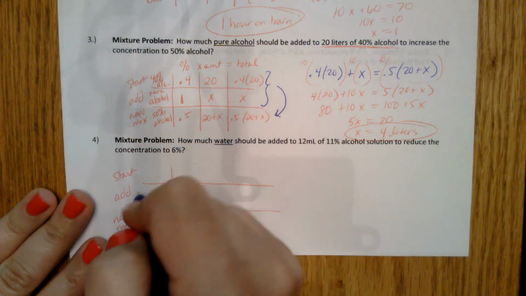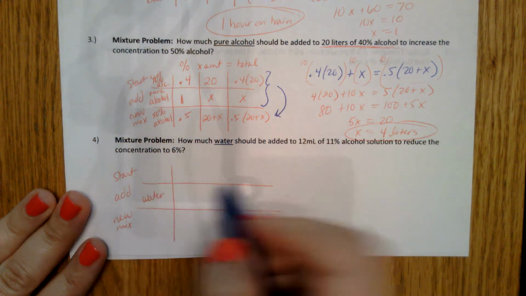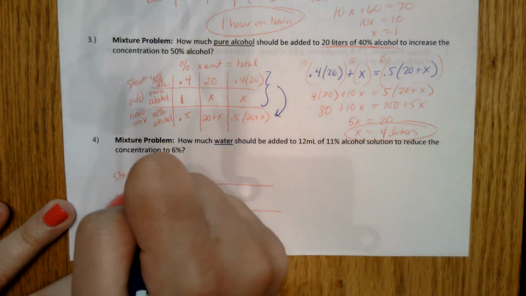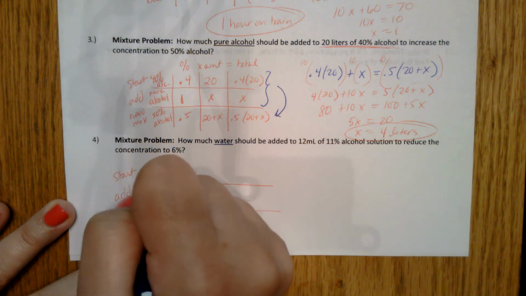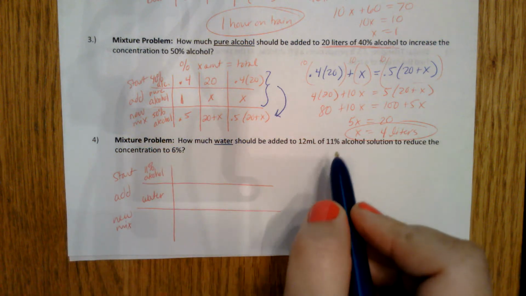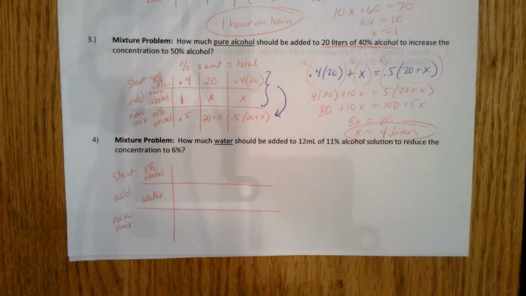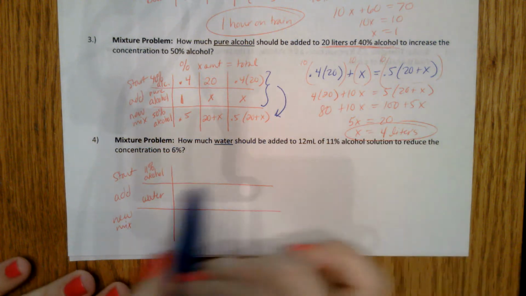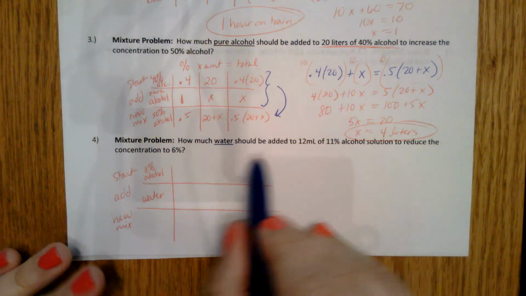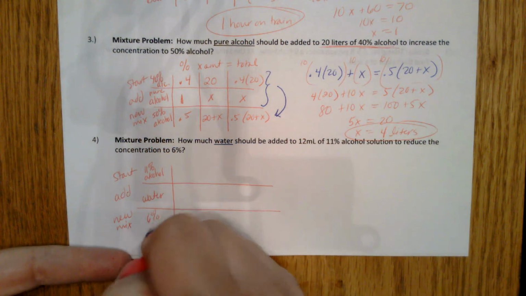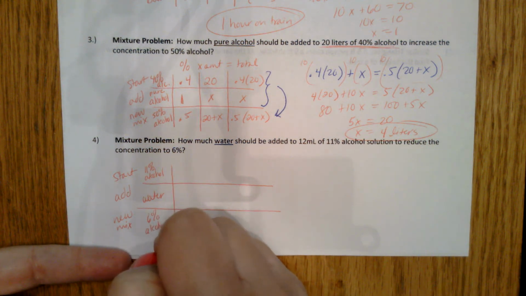So how much water? This time I'm adding water. Should be added to 12 milliliters of an 11% alcohol solution. And just so you know, it's not always alcohol that you're adding. You can add antifreeze. You could add a mixture of, I've seen, peanuts and nuts to make trail mix and stuff like that. This time we're going to add water, and it's going to reduce the concentration to 6% because when you add water, it's not as alcohol-y.